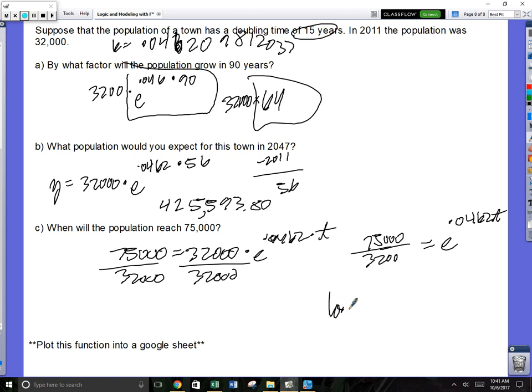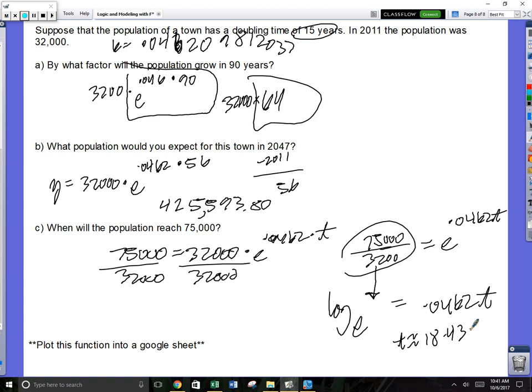Okay, so we're going to go log in base e of that number equals 0.0462 t. So divide both those by 0.0462. And let's see what we get. Log base e of 75 grand divided by 32 grand, divided by 0.0462. So we get time is approximately 18.432 years. It's almost 18 and a half years it's going to take for them to grow to 75 grand.